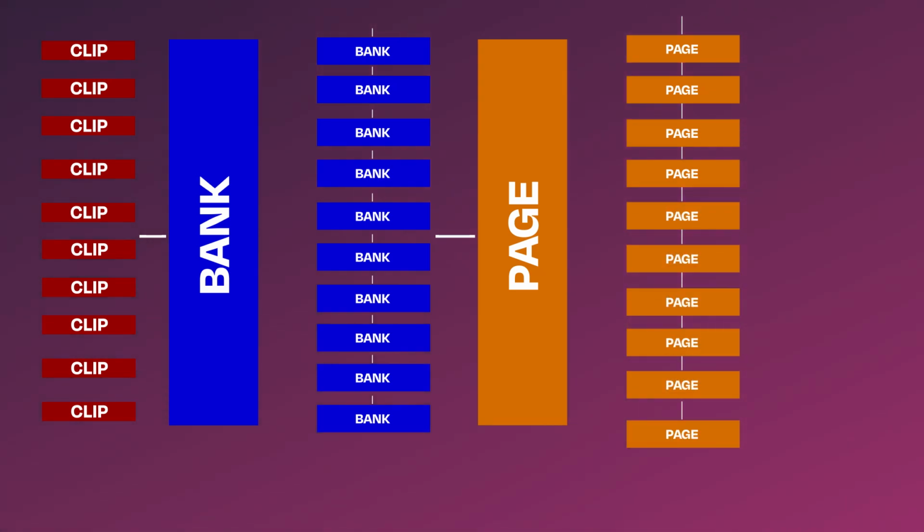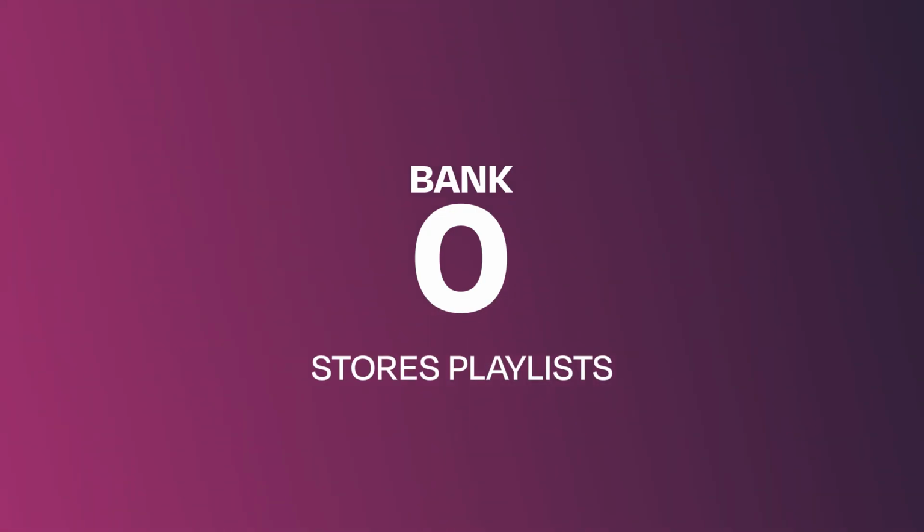The 10th bank is known as Bank 0. This is used to store playlists, which are curated collections of clips which you can then use to compile highlight reels. We'll cover more about this later.